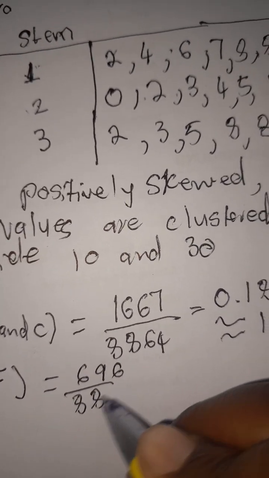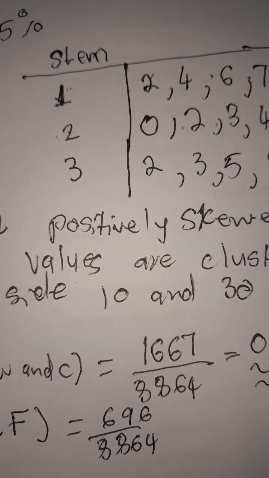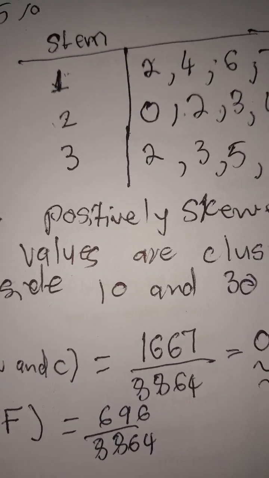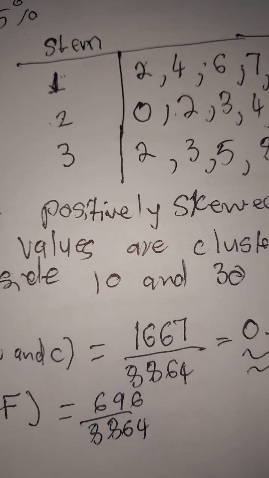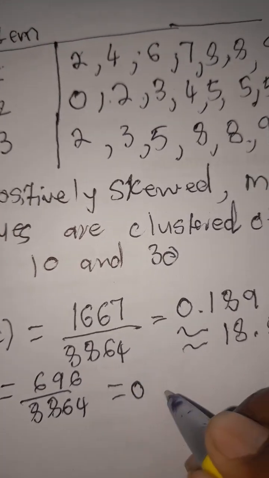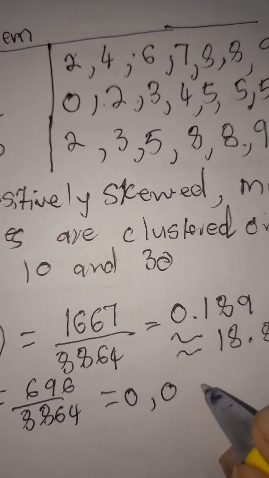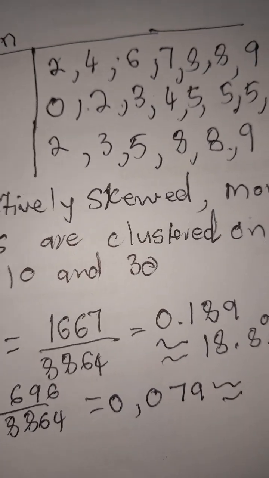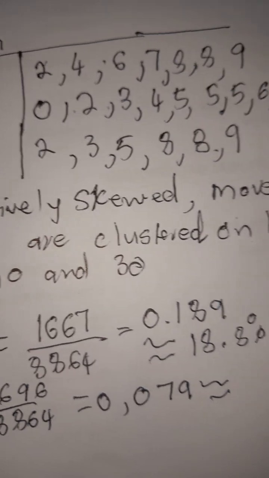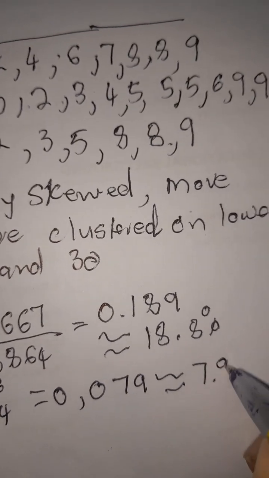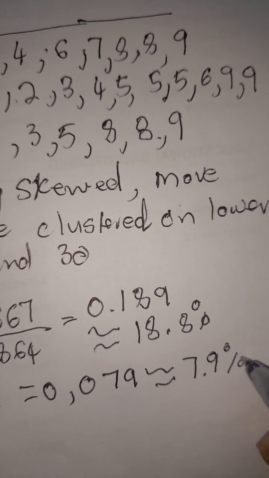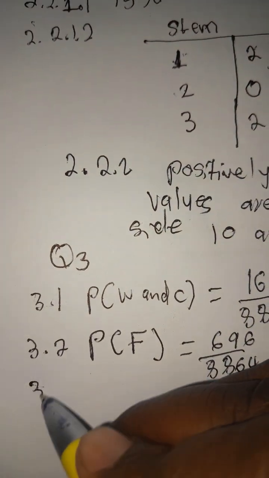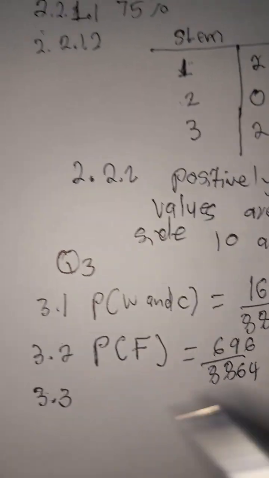by 8864. So we are going to say 696 using our calculator, divided by 8864, then correct to 3 decimal places, that will be 0.079, which is approximately, in 1 decimal place, 7.9%. That's how it should be. That's the probability at 3.2. Let's go to 3.3.